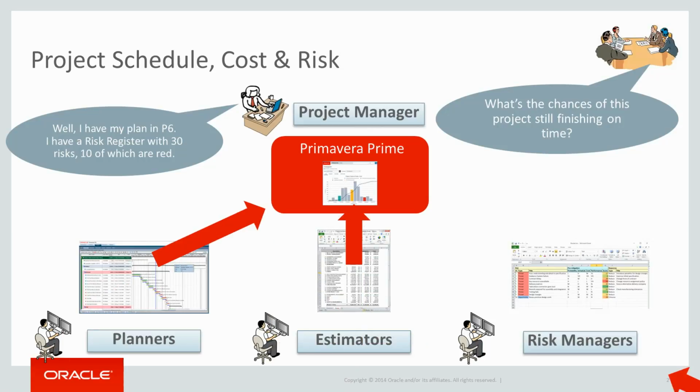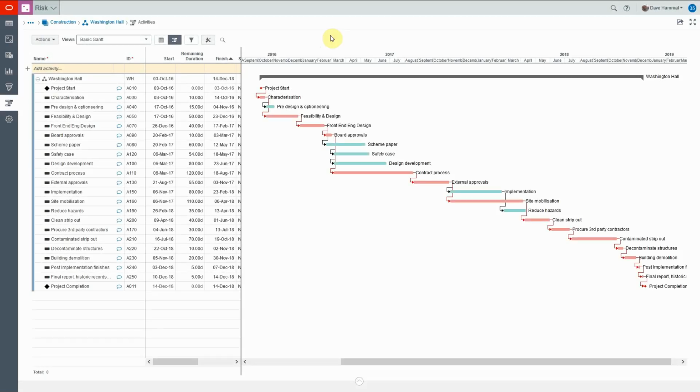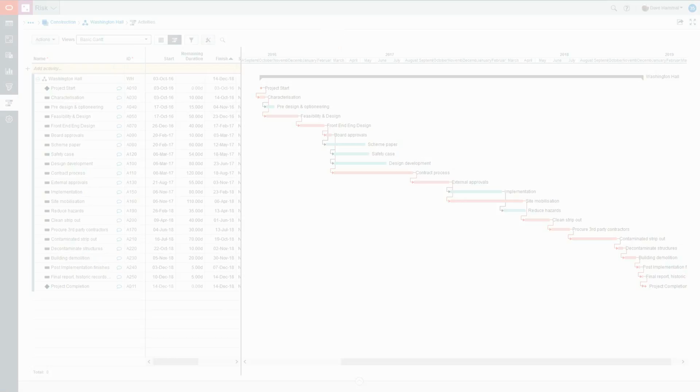Primavera Prime allows you to bring together schedule, cost, and risk into one place to turn that data into insight and allow for better decision making to manage the risk in your projects. This simple project lasts just over 2 years, finishing mid-December of 2018. But how realistic is that finish date? How late might the project run given the risks?